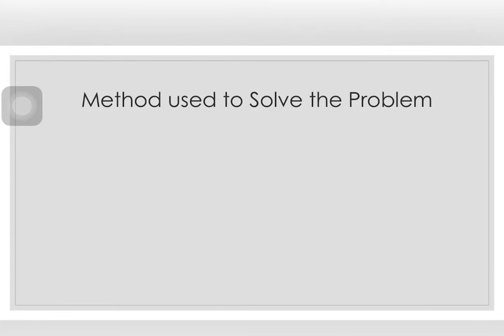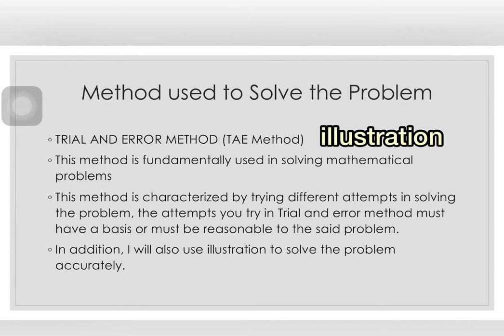The methods that I use in solving the problem are the trial and error method and the illustration method. The trial and error method is fundamentally used in solving mathematical problems. It is characterized by trying different attempts in solving the problem. The attempts you try must have a basis or must be reasonable to the said problem. In addition, I will also use the illustration method to solve the problem accurately.